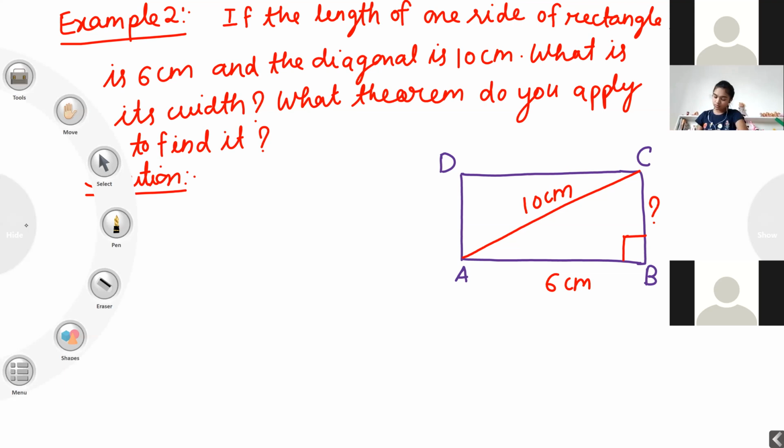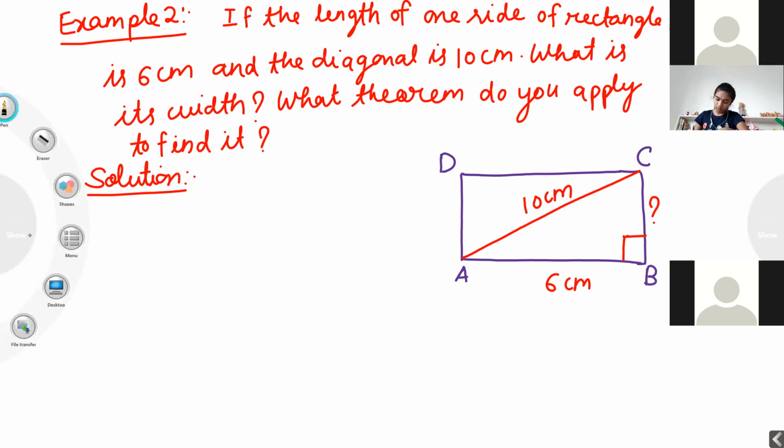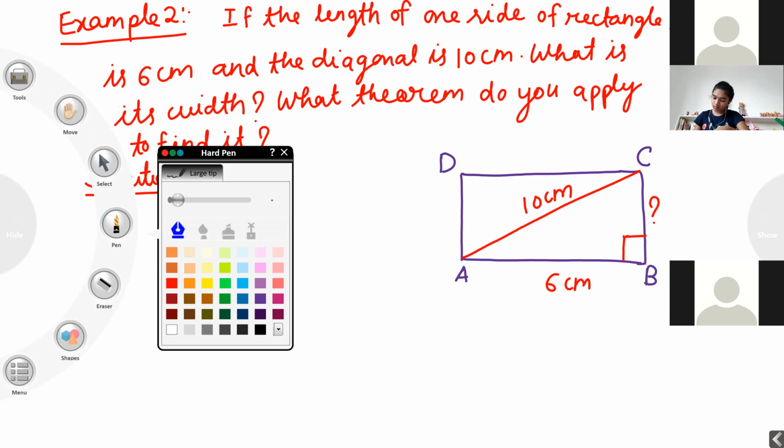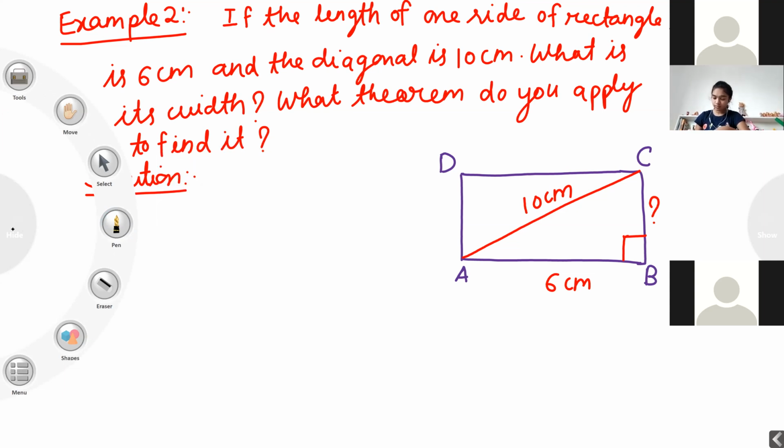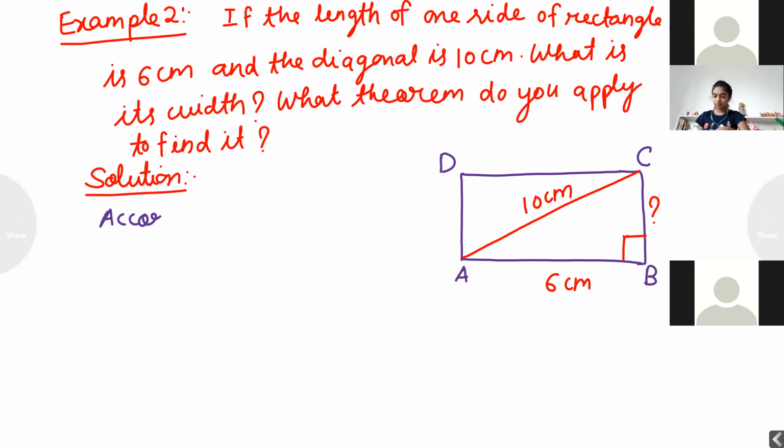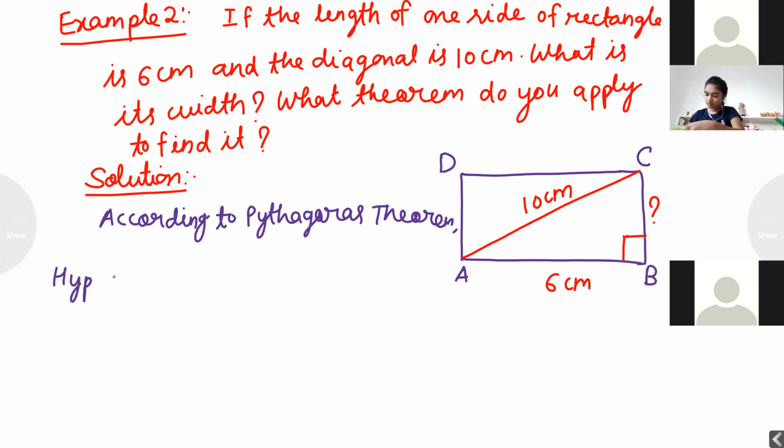According to Pythagoras theorem, hypotenuse square is equal to base square plus perpendicular square.